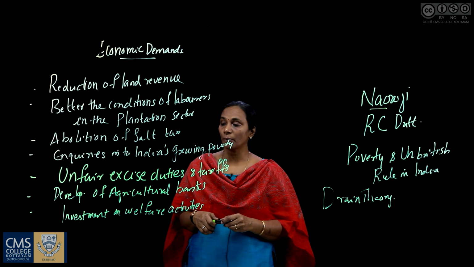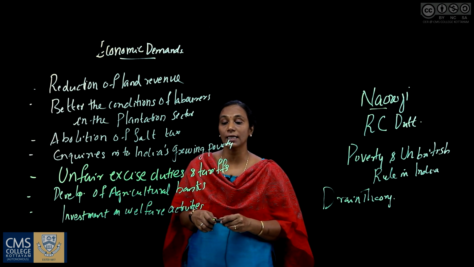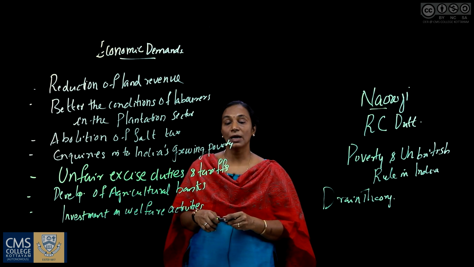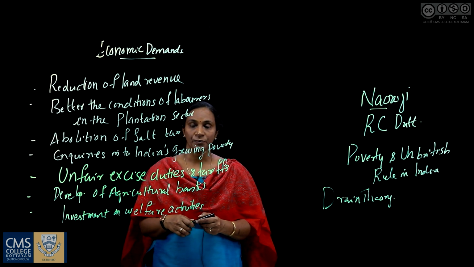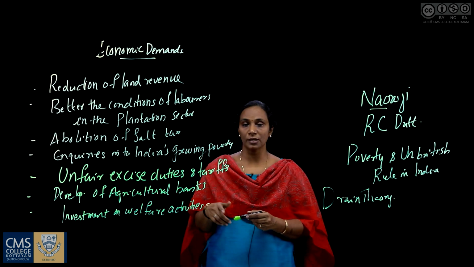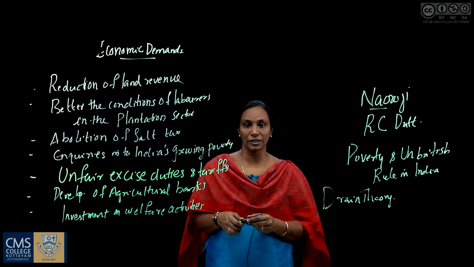They also asked the government for the development of agricultural banks and to make more investment in welfare activities like health, sanitation, etc. When we look into the economic demands of the nationalists, we can see that they were more rational in nature. Then coming into the constitutional demands of the moderates.